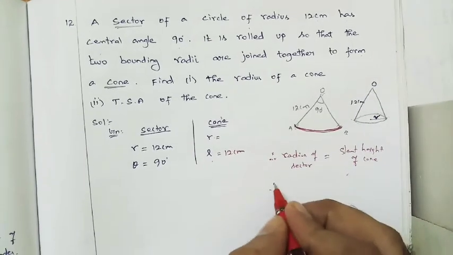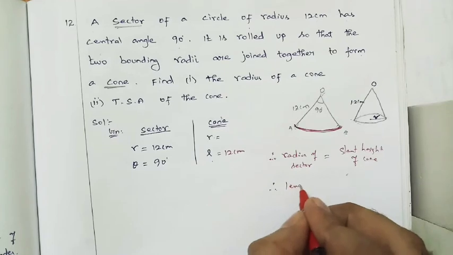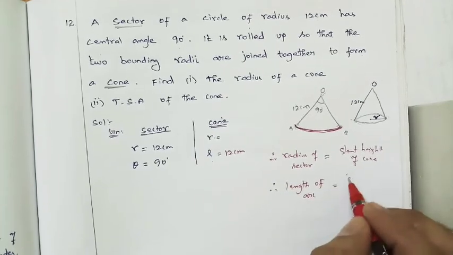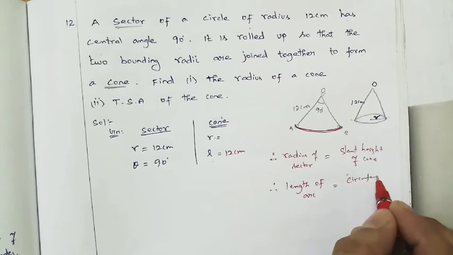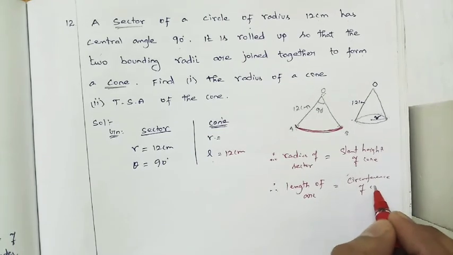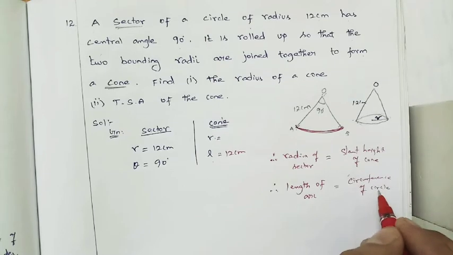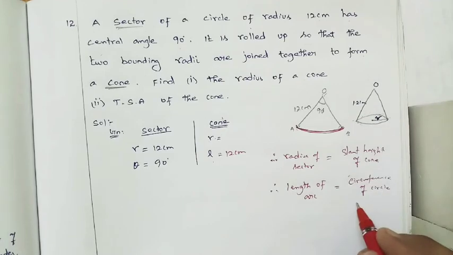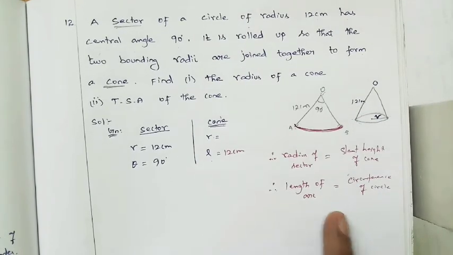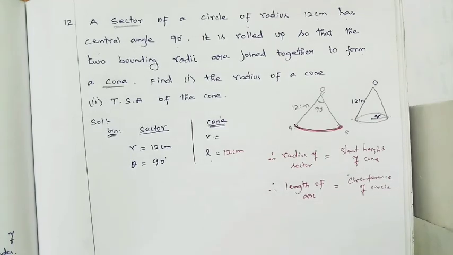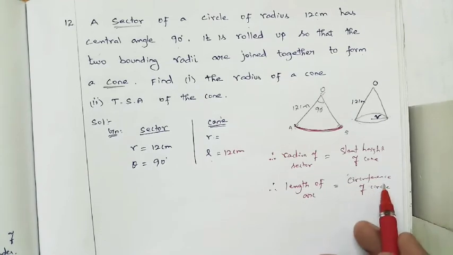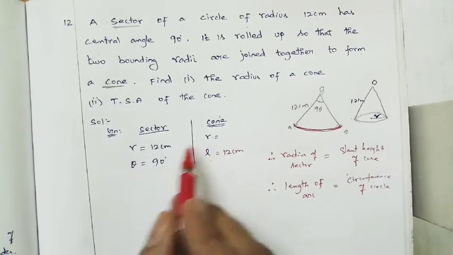This is also an important note. Length of arc is equal to the circumference of a circle, the circumference of the base of the cone. Now, what is the formula for finding the length of arc? Theta by 360 into 2 pi r. Directly equate the formula and we will get the values, right? Here the radii are not the same, right?